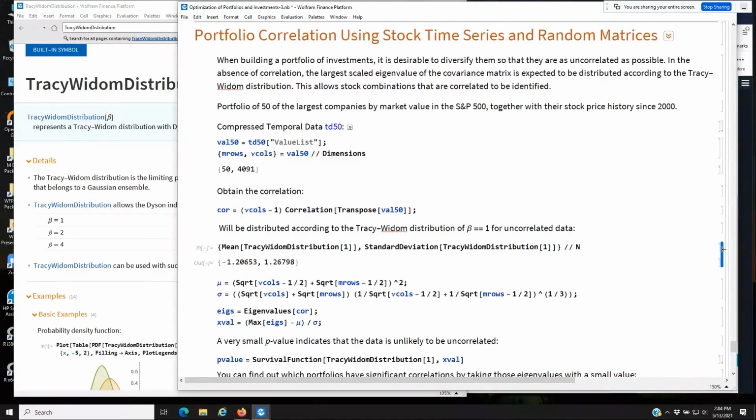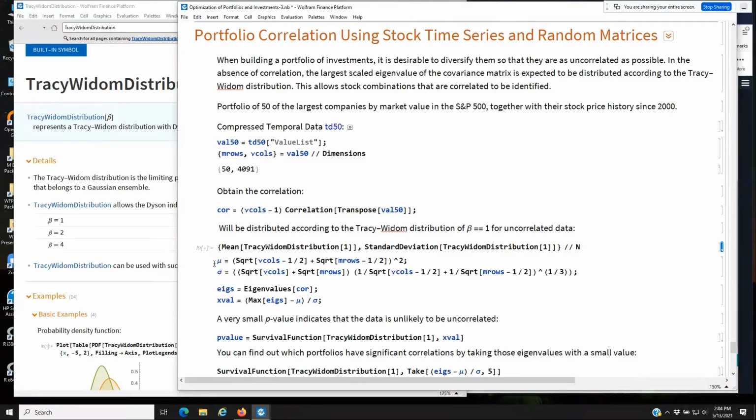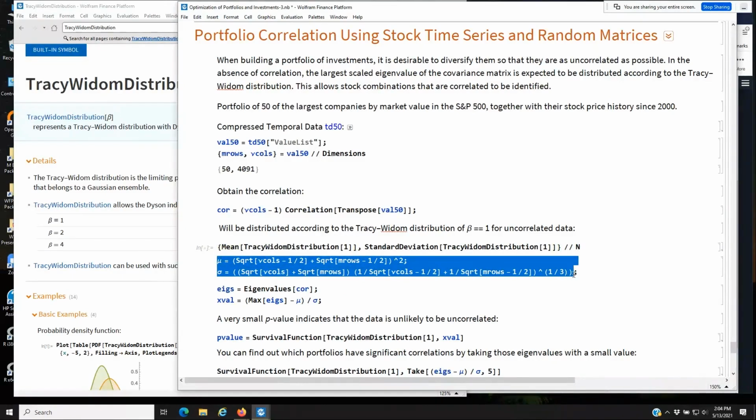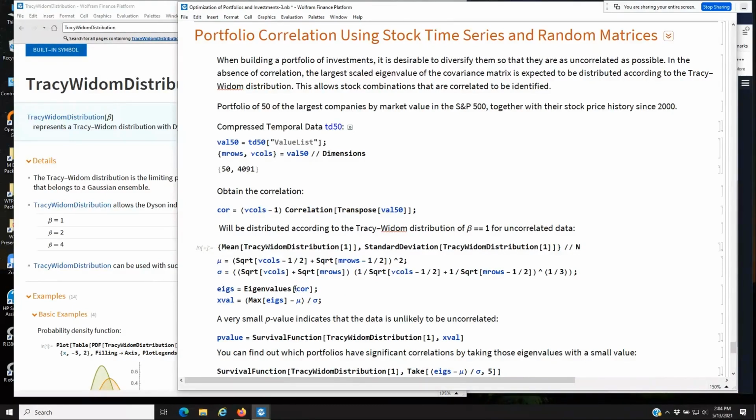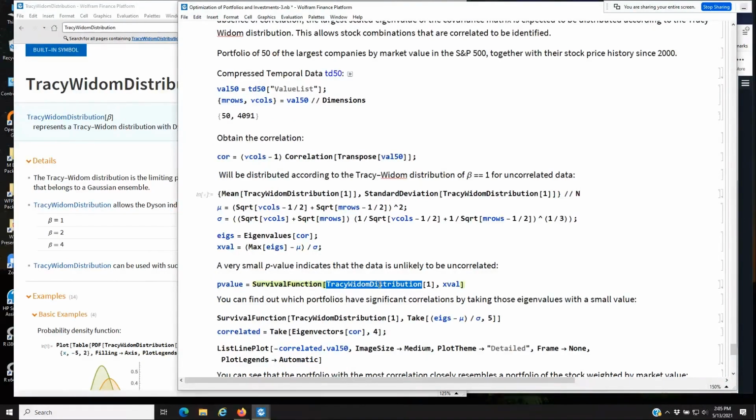All right. We know everything we need to know about the Tracy-Widom distribution. From the distribution, I now know what the mean and standard deviation are. I can then go back and ask, what are the eigenvalues associated with this correlation? What I want is the largest of the eigenvalues, and then I standardize it. Let's call it X value. Now remember, we're dealing with 50 of these things here.